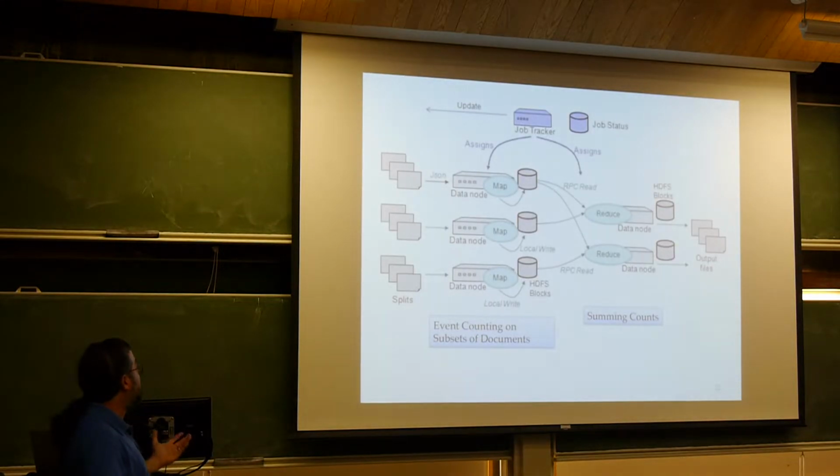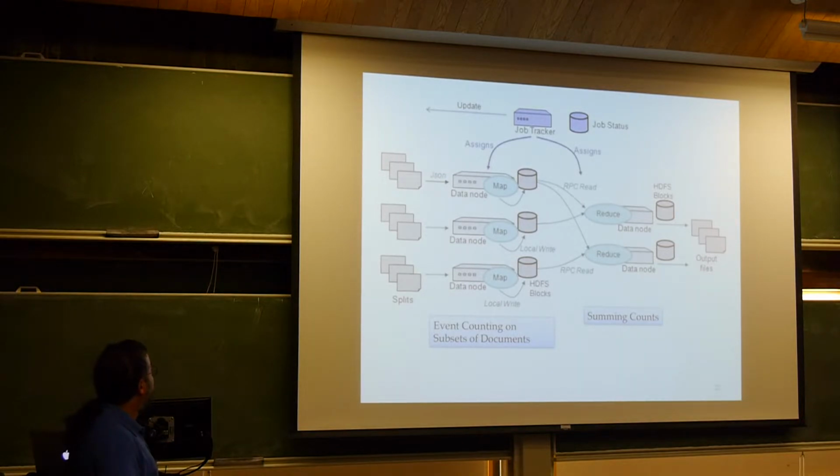Okay, so this is a little picture of Hadoop. All right, so we have our data. We've got it broken into these pieces that are called shards. We have these different worker machines. Okay, in this picture, some of them are designated as map machines. Some of them are designated as reduce machines. So RPC read is basically sending things to a socket, okay? So here we'd be doing the event counting on subsets of our documents. Here we'd be summing up the counts, all right?